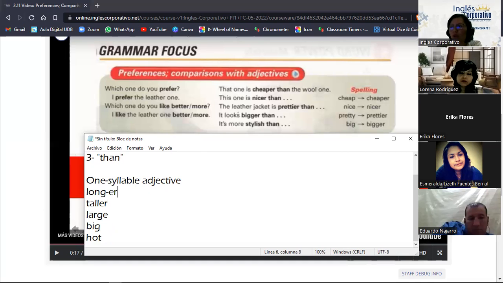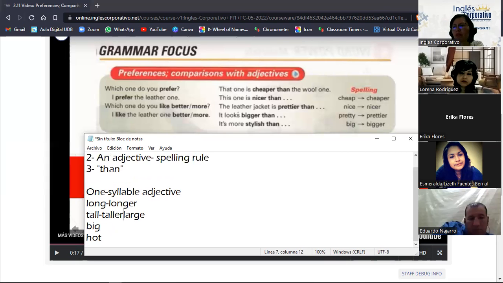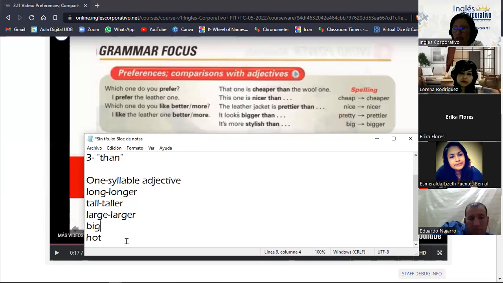Entonces, digo long, longer. Tall, taller. Large, larger. Big, and hot. Now, estos son diferentes.